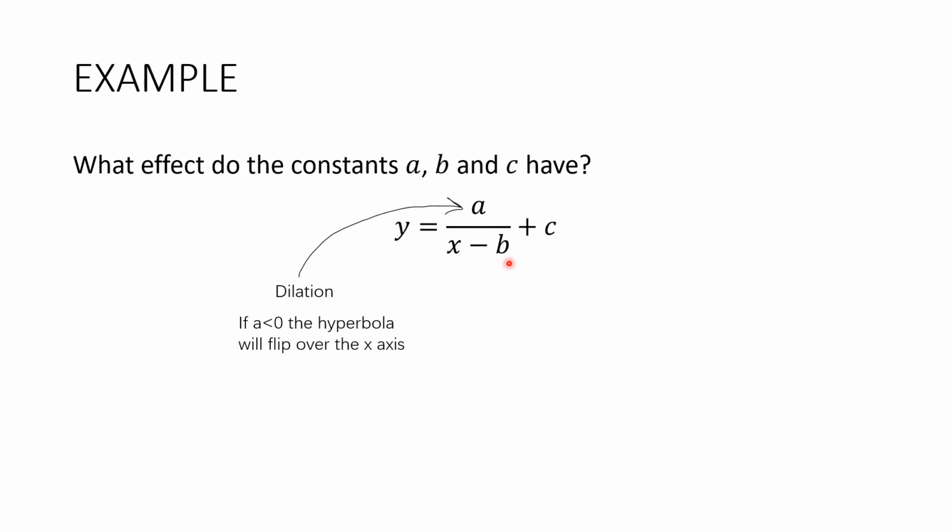Let's have a look at b. Any time we put a number with the x, that's going to cause a horizontal translation. It's going to shift it sideways along the x-axis. And then finally, adding or subtracting a number to the end is going to cause a vertical translation. It's going to shift it up or down the y-axis.